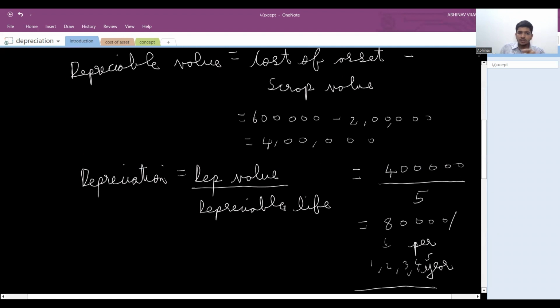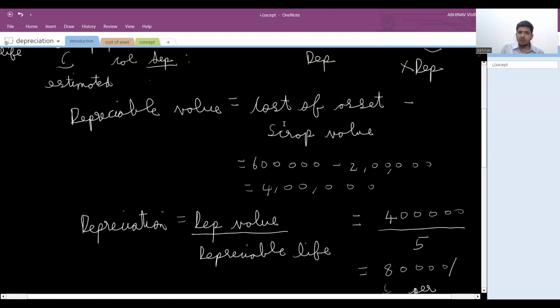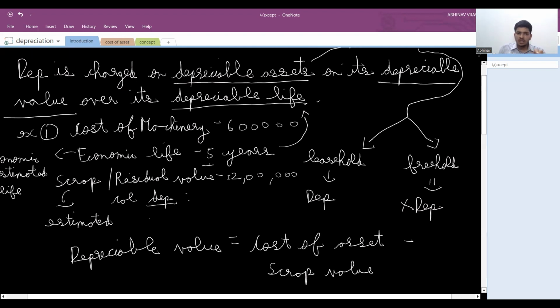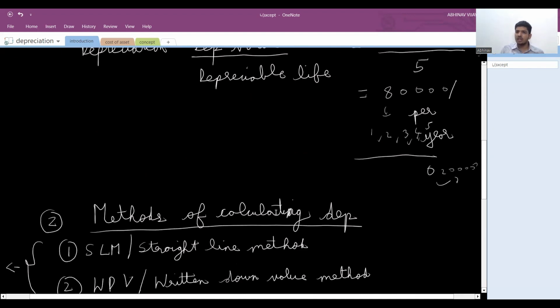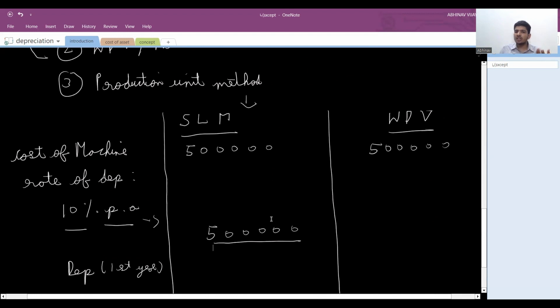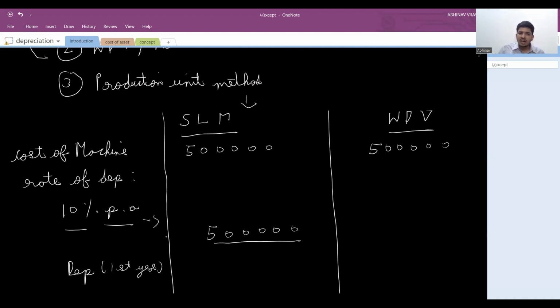I told you depreciation is depreciable value divided by depreciable life, and depreciable value is cost of asset minus scrap value. If such terms are mentioned, if cost of machinery is given, if scrap value is given, if economic life is given, then you calculate depreciation using this method. But here, no such thing is given. Directly, cost of machine is given, rate of depreciation is given. In such a case, you assume this 5 lakh as the depreciable value. Okay? And you calculate this 10% on this 5 lakh cost of machinery directly.